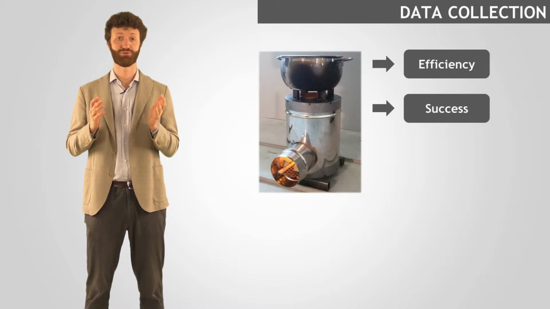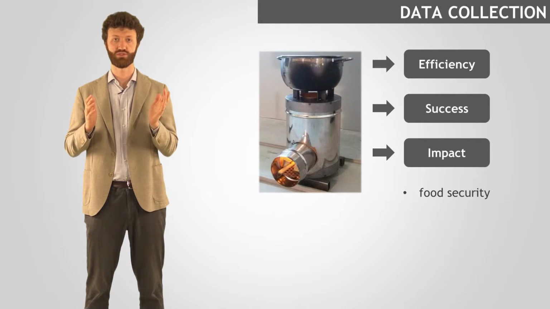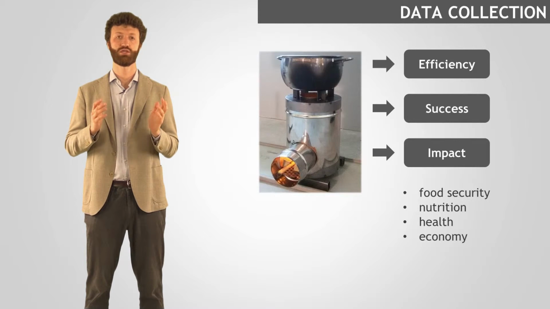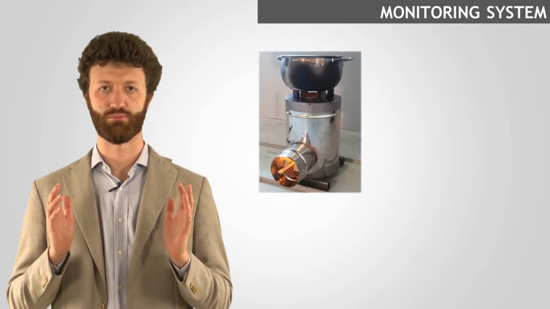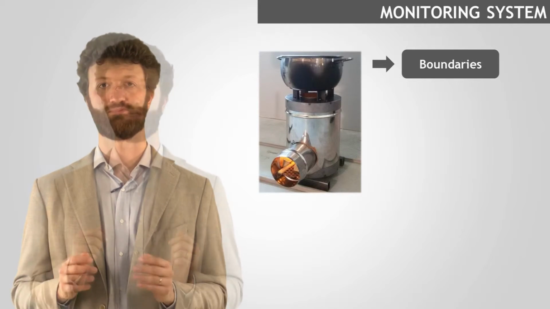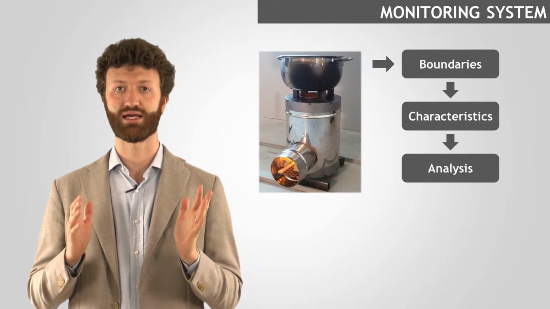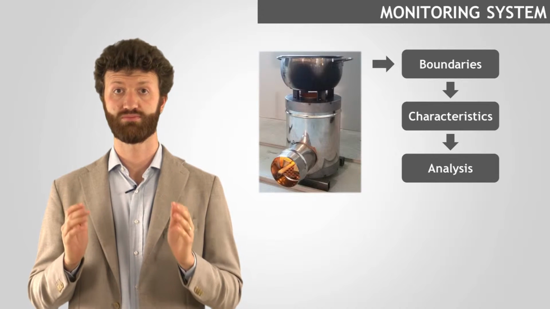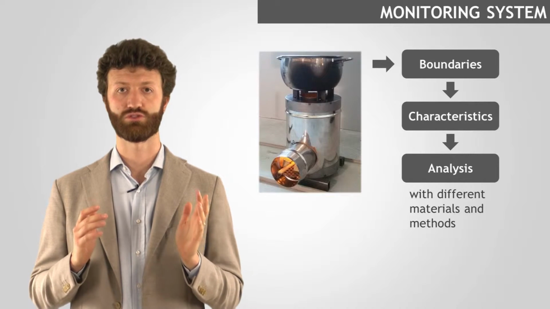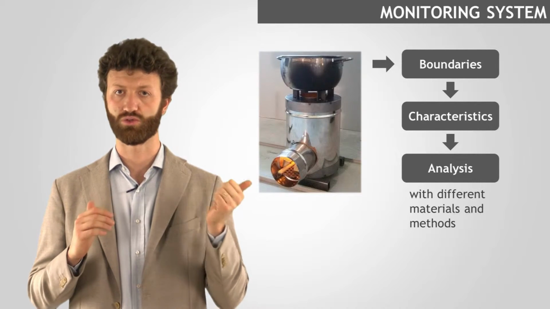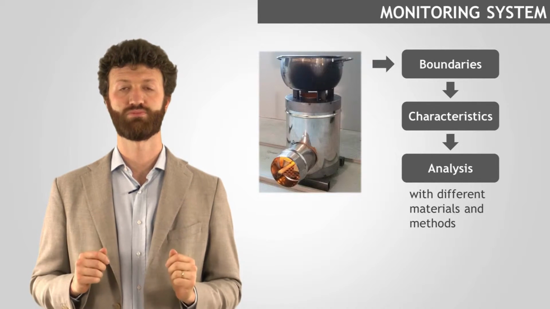And of course, we have to analyze its impact on people's life, considering different aspects like food security and nutrition, health, economy, the environment, and so on. In the previous step, the objectives of the monitoring system have been defined. Next, its characteristics have to be detailed in order to be able to analyze the technology in use and its impact. The monitoring system will use different materials and methods according to the aspect of food utilization, like cooking, food preservation, or water access, affected by the technology.